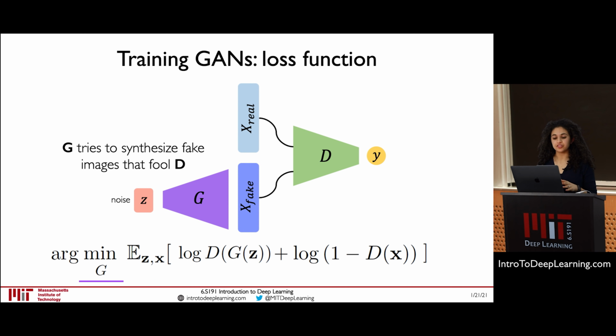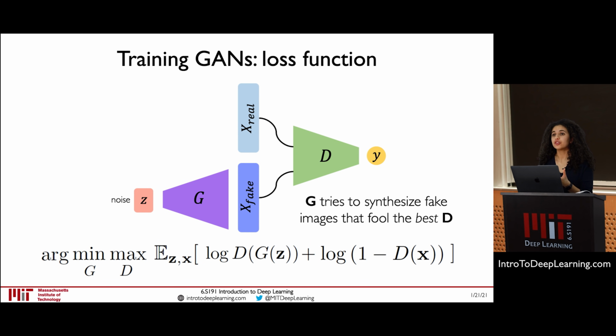So the objective of the generator is to try to synthesize fake instances that fool the discriminator. And eventually, over the course of training, the discriminator is going to be as good as it possibly can be at discriminating real versus fake. Therefore, the ultimate goal of the generator is to synthesize fake instances that fool the best discriminator. And this is all put together in this min-max objective function, which has these two components optimized adversarially.